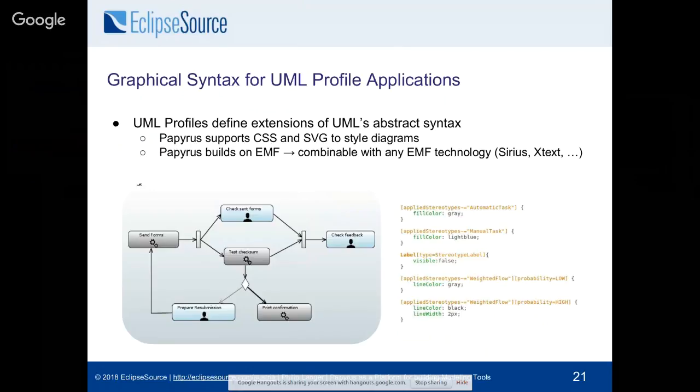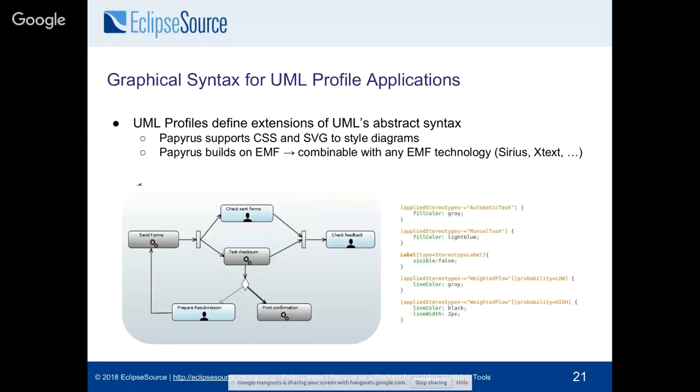And just to show you very quickly how this can be done, I've created a small example where we also would like to have different colors for automatic tasks and for manual tasks, and we would also like to show these icons here, as well as to have different colors depending on the probability of control flows.